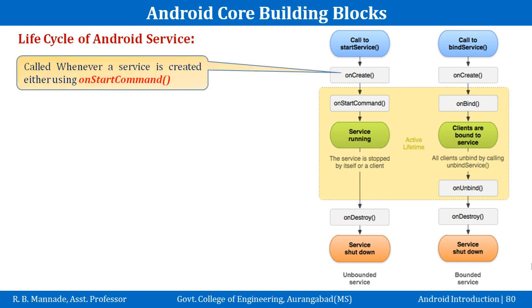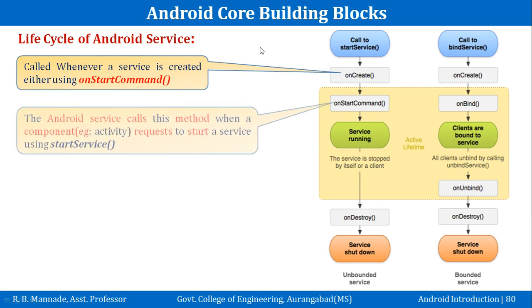Right. So here, first of all we will see the unbounded service. When a call to the startService method is invoked, the first function which is called is the onCreate function, right? And this onCreate function is called whenever a service is created, either using onStartCommand. Okay. So when onStartCommand is called, then this onCreate function will be called to start that particular service.